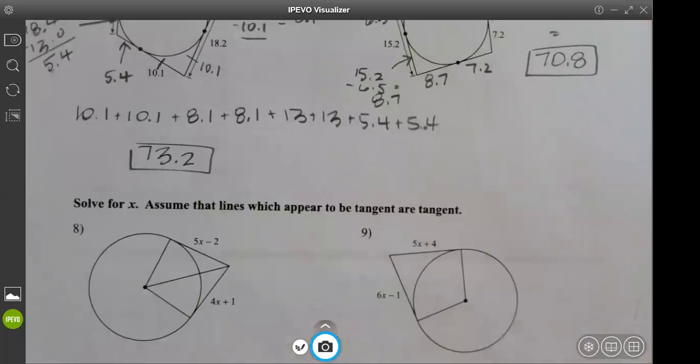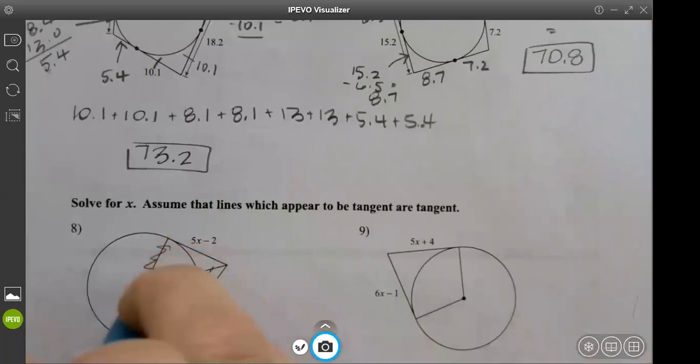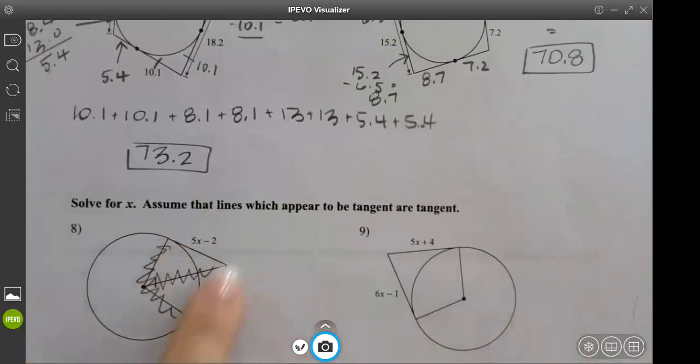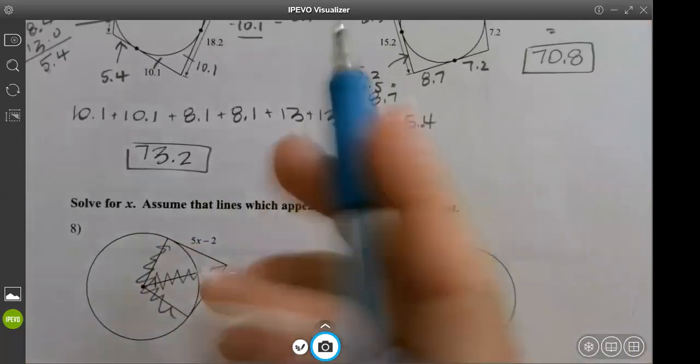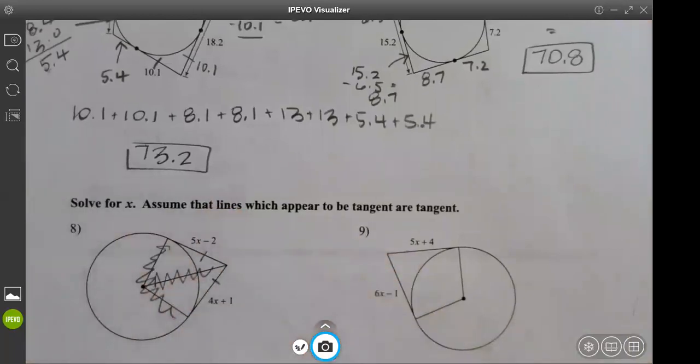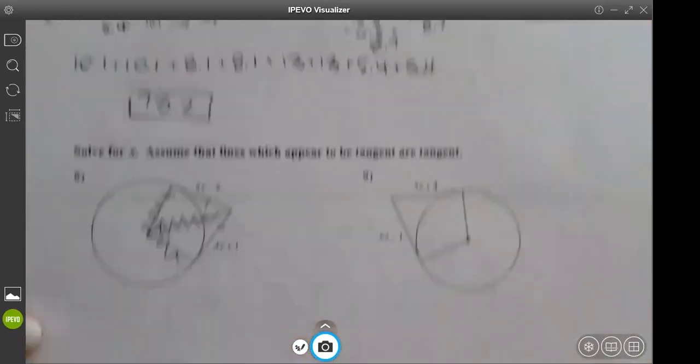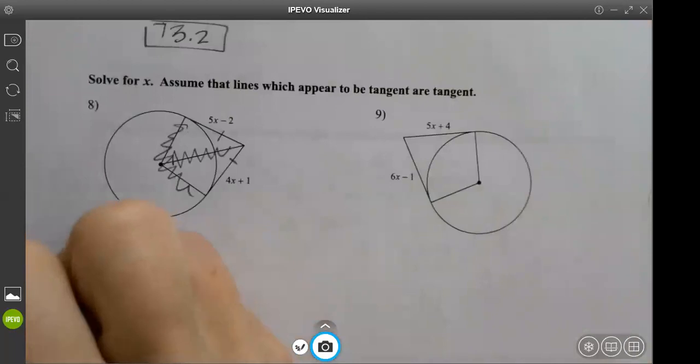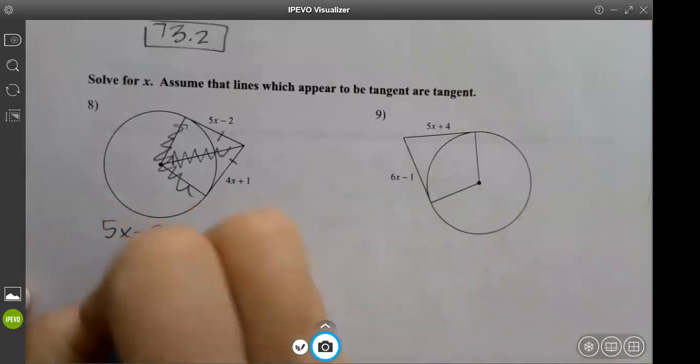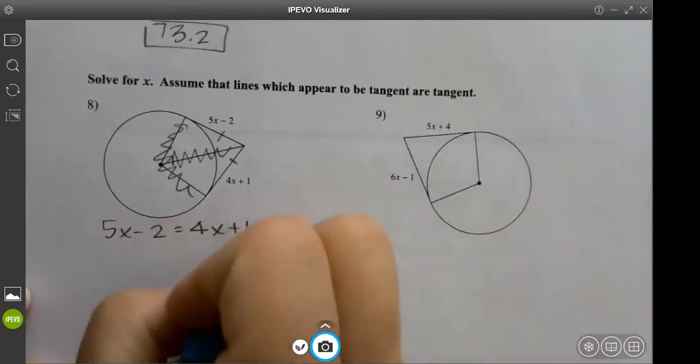Look at your next one. It's the same thing. They just like this measure and these don't matter. You guys see the ice cream cone? Remember those two sides are going to be equal. So we're going to set them equal. I'm going to do it down at the bottom. 5x minus 2 equals 4x plus 1.